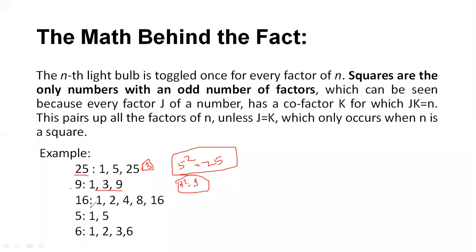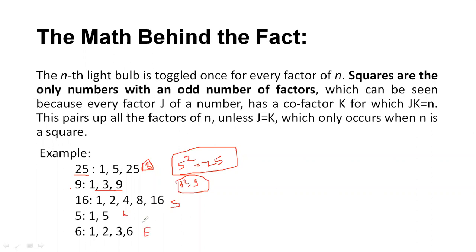Like 4 squared, that is 16. The factors are 1, 2, 4, 8, 16. So again, 1, 2, 3, 4, 5, an odd number of factors. And if a number is not directly a square, like 5, which is not the square of any number, you will find an even number of factors, like 1 and 5. Only 2 factors, which is even. Again, if it is 6, which is also not a square of any number, you will find an even number of factors, like 1, 2, 3, 6.